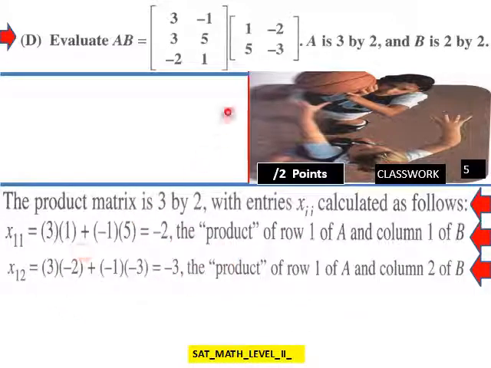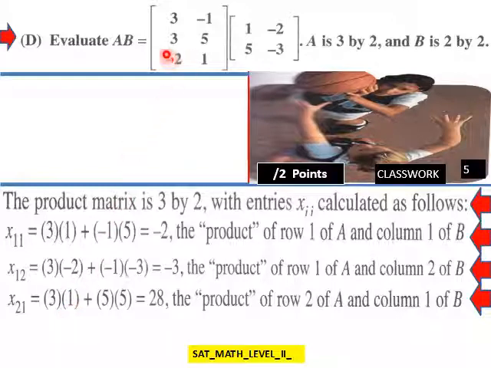And then for 1, 2 here, we go row 1 by column 2 now. So we go 3 times negative 2 plus negative 1 times negative 3. That gives us a negative 3 here. Negative 6 plus a positive 3 is negative 3. So the product of row 1 of A and column 2 of B would be negative 3.